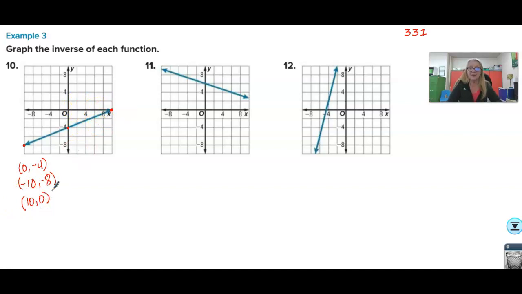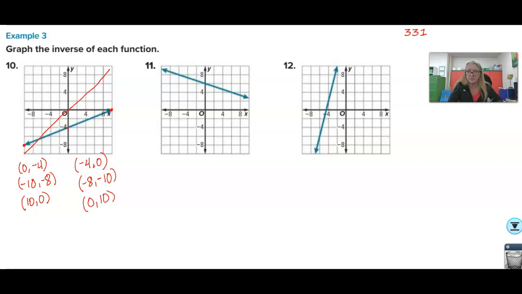Now, we already know to find the inverse of this, and remember the inverse of this is this line reflected over the y equals x line, which is going to go right through here. So this other line is going to be flipped over that. This is going to be on this side, this is going to be on that side. But here's how we're going to do it. We're going to flip these points. -4, 0, -8, -10, and 0, 10.